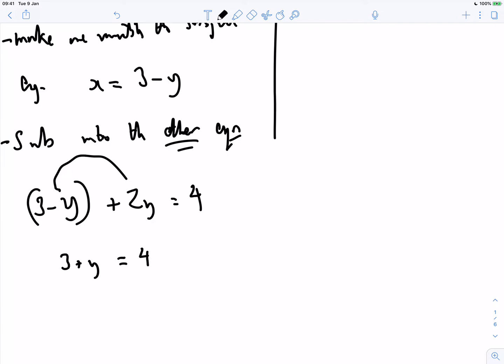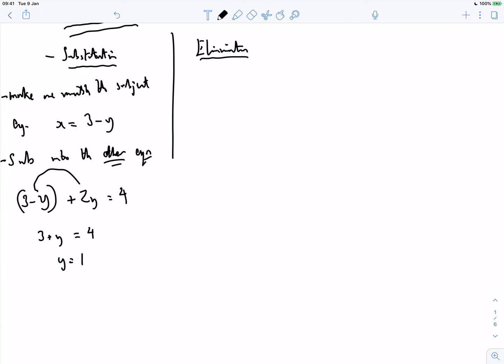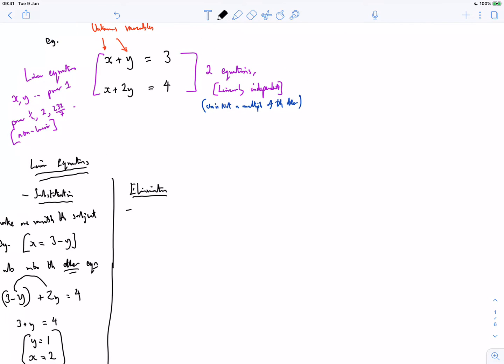If I subtract 4 from both sides, y equals 1. And now that I know y is 1, I can just go back to x. Because x is 3 minus y, x is 3 minus 1, so x is 2. Okay, that's fairly standard.